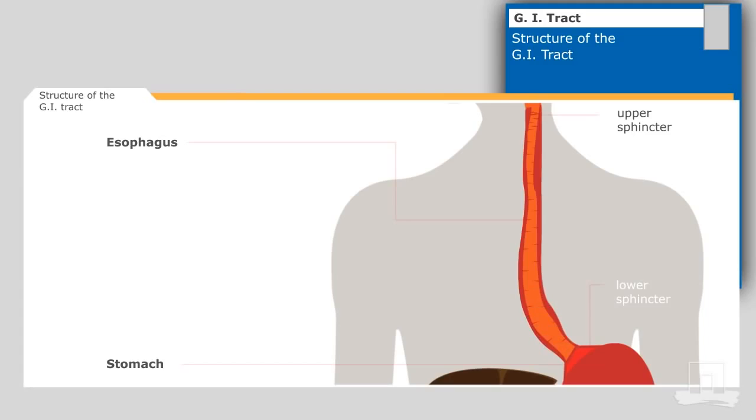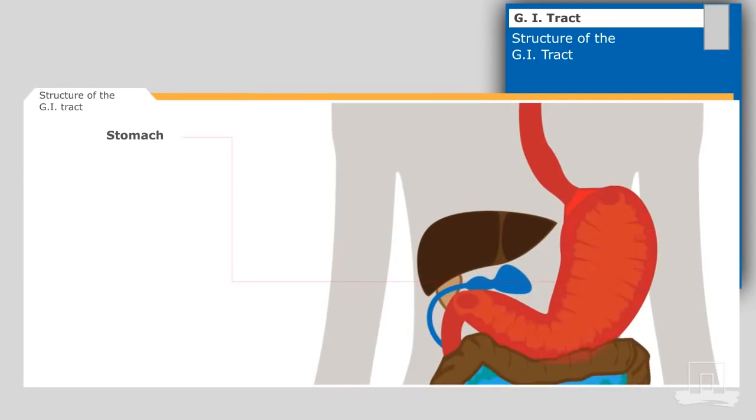And when food is swallowed, a leaf-shaped flap called the epiglottis covers the voice box or larynx, thereby preventing food from entering the windpipe or trachea. Now, the walls of the esophagus consist of muscles that propel the food downward via a motion that we call peristalsis. Now, after passage through the esophagus, the food enters the stomach.